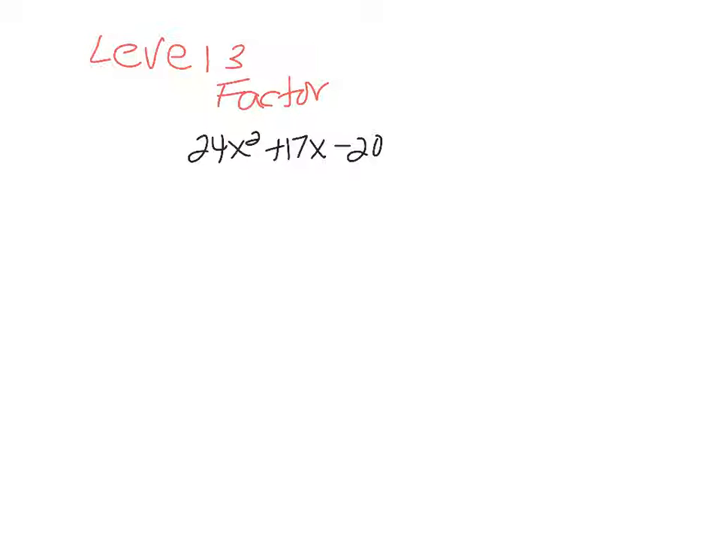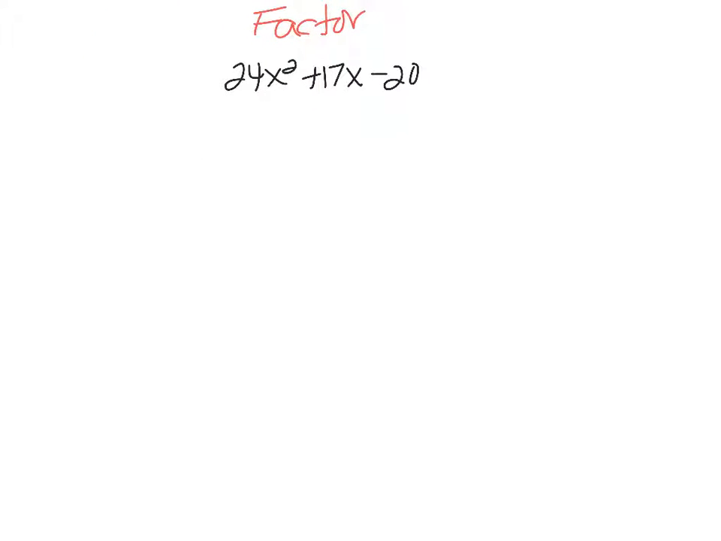Here we have a level 3 factoring because there's a lot of different options that we could have for our factors of a and c. So one thing I check for when I see large factors of a is always check for that GCF, and unfortunately there isn't one. 17 is a prime number, so it's not going to have any factors. So for 24 there's a lot. 1 and 24, 2 and 12, 3 and 8, and 4 and 6.